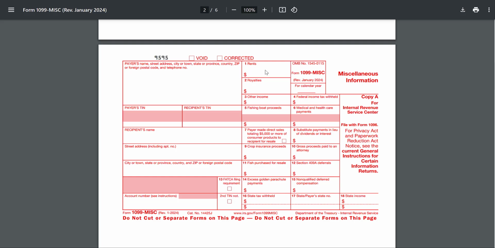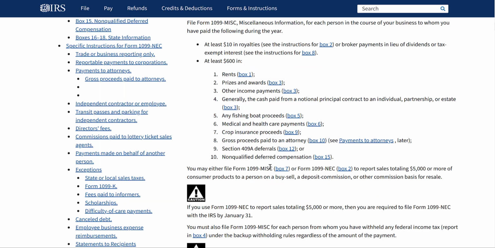Rent goes in box 1. That's going to most likely be the one that we're dealing with when it comes to 1099 miscellaneous if you're watching this video. There is a full set of instructions here. It goes over who is exempt from receiving a 1099 miscellaneous. Corporations are exempt for a lot of payments. Attorneys, law firms that are essentially a corporation, don't get that corporate exemption. And certain payments on the 1099 miscellaneous are still reportable even if you have paid a corporation for them, okay?